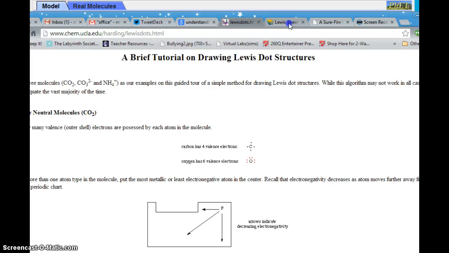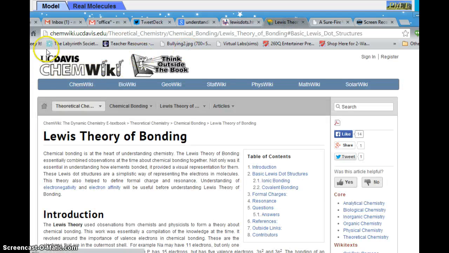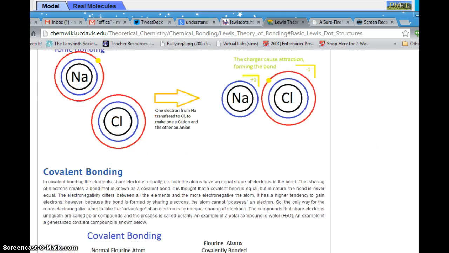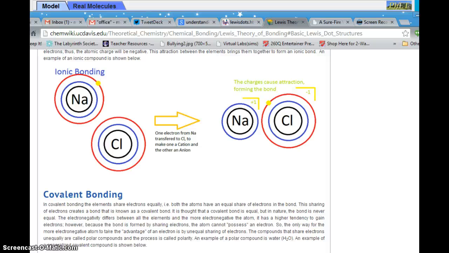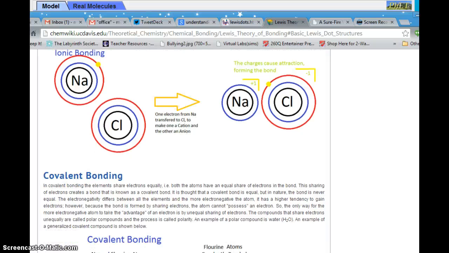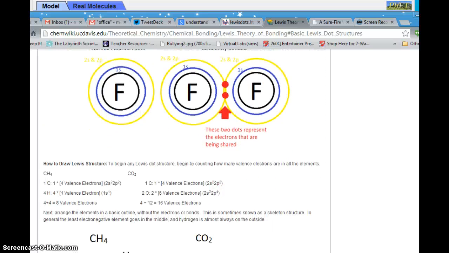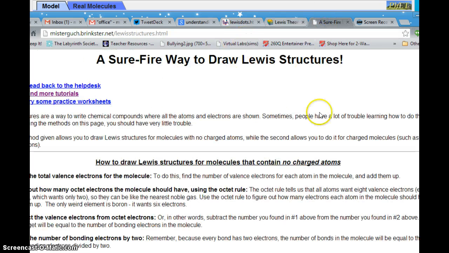The second one that I want to show you is this University of California, Davis ChemWiki. I don't like this site as much, but it does give us an older style, the type of bonding circles that you would have had in 8th grade. And you can see that what's going on is that with chemical bonding, we're dealing with the s and the p orbitals.